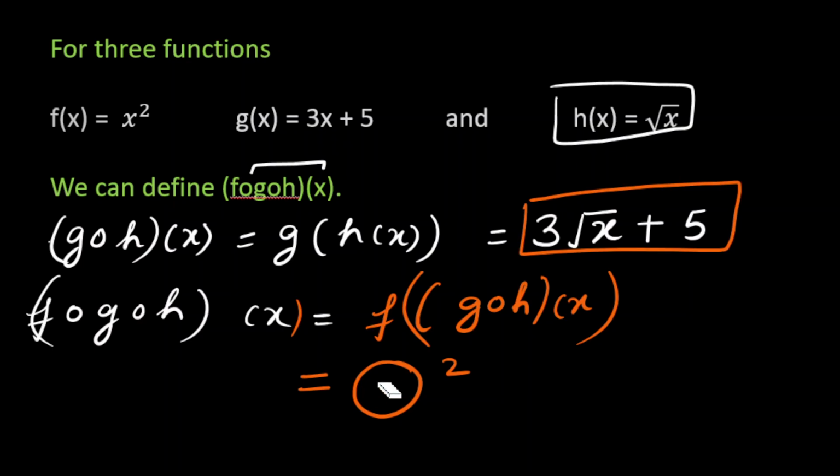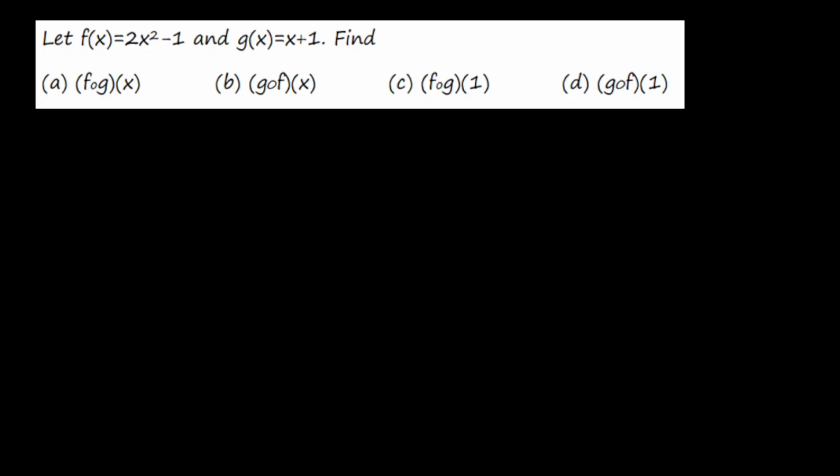So what's the value of g of h we have gotten here? This is (3 root x plus 5) whole square. So here we found the value of f of g of h, the composite function of 3 functions. Now let's consider a few more examples and understand composite functions in a very good way.